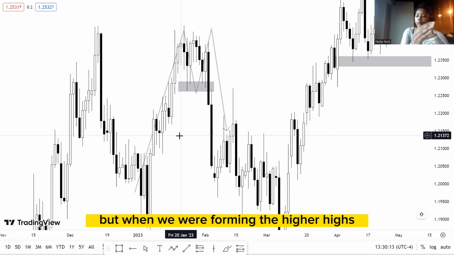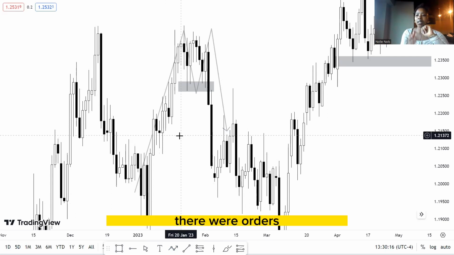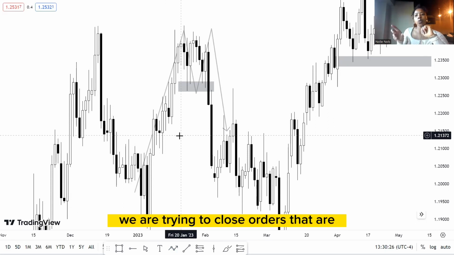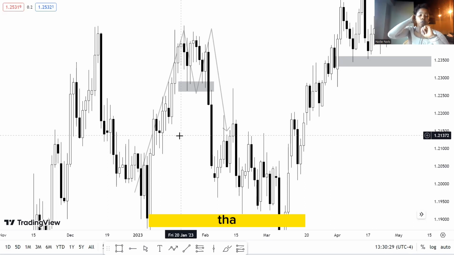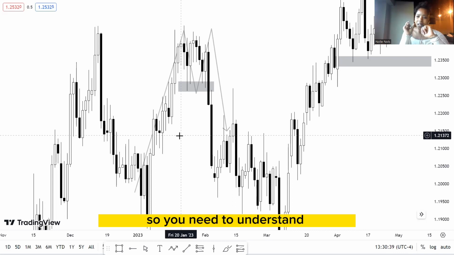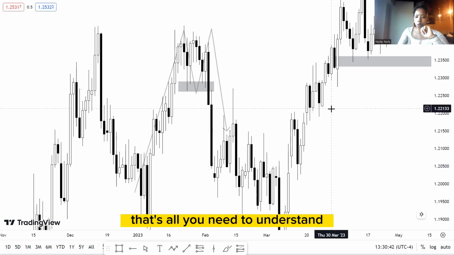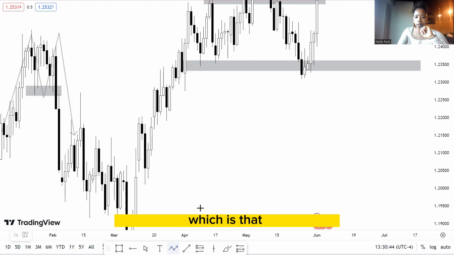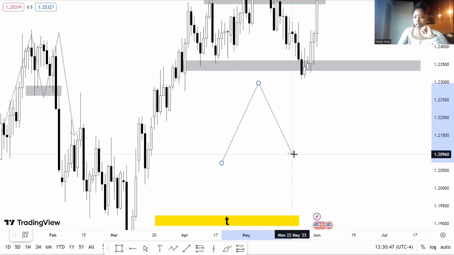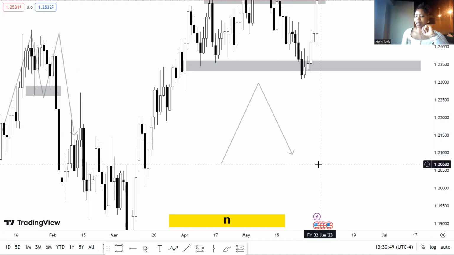But when we were forming the higher highs and higher lows, there were orders that were not filled. So there are orders that are open on that uptrend. When we sell, we are trying to close orders that were formed by the buyers. That is why we said what's happening on the left is going to happen on the right, and what's happening on the right is going to happen on the left. So you need to understand the 2 legs, that push and a push down. That's all we work with in smart money, nothing else.